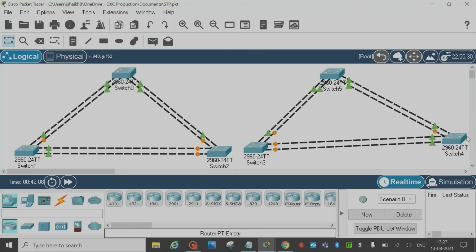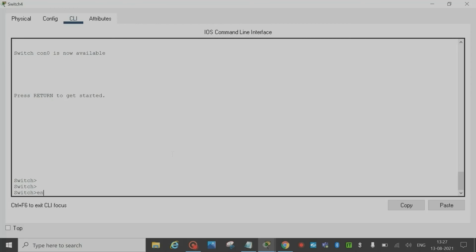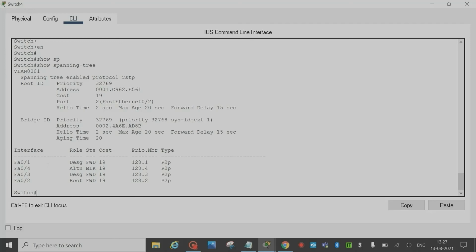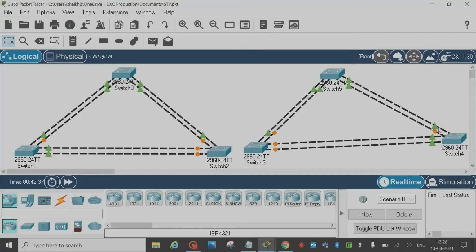Now switch 4, show spanning-tree. Here we can see designated port, alternate blocking port, designated port, root port. One root port, two designated ports, and one blocking port. Switch 4: here, see, this one is root, designated, and this is blocking.